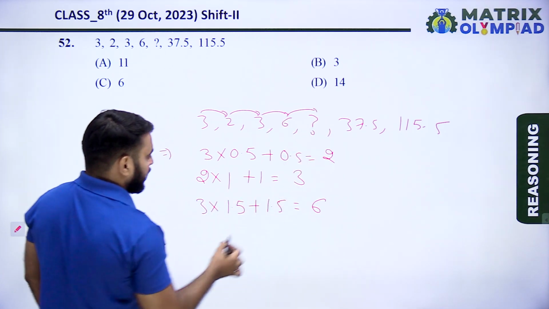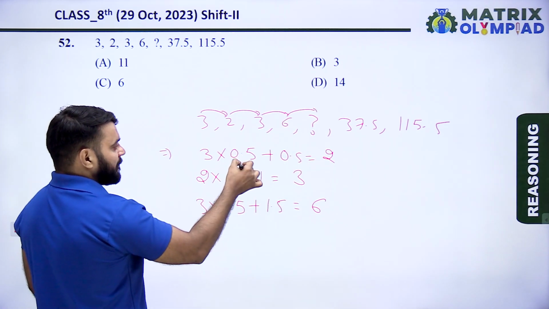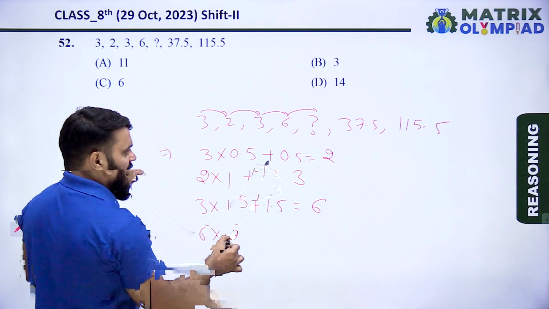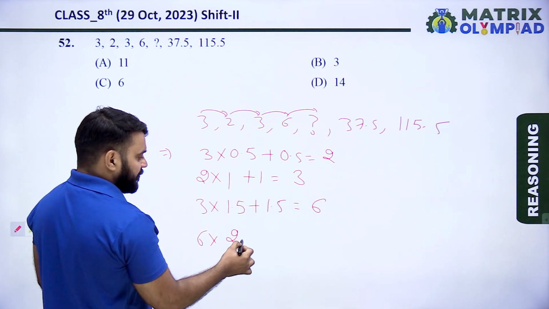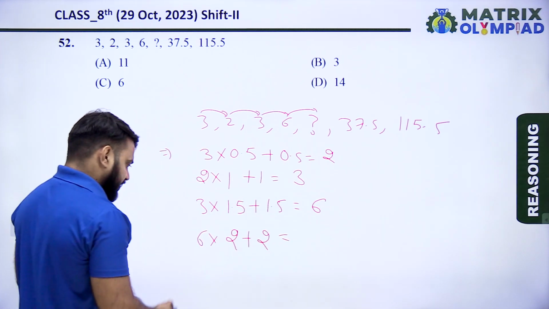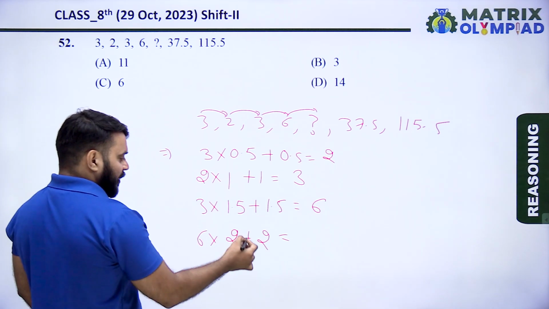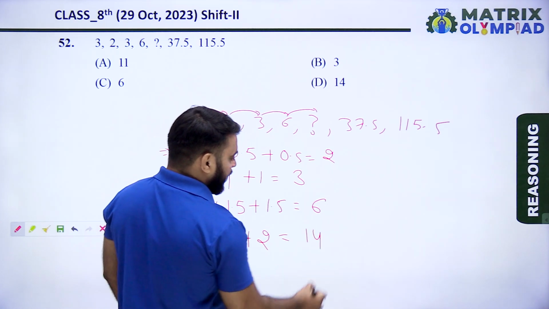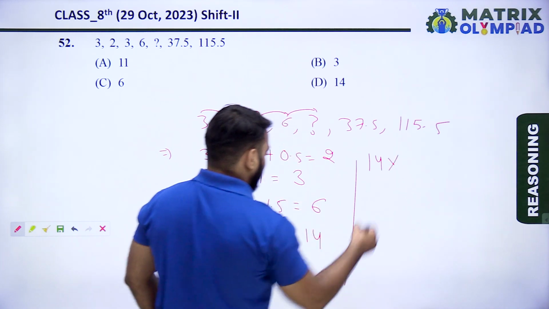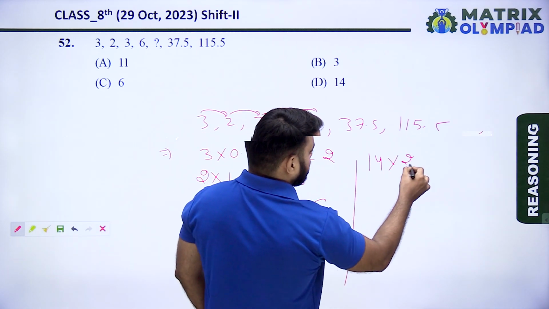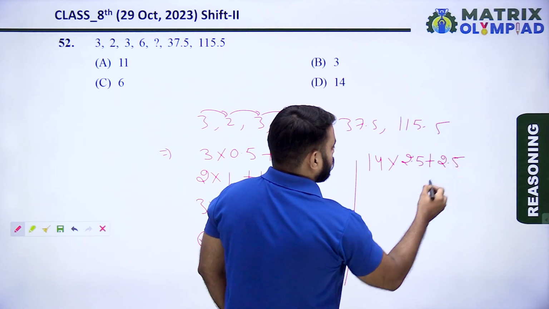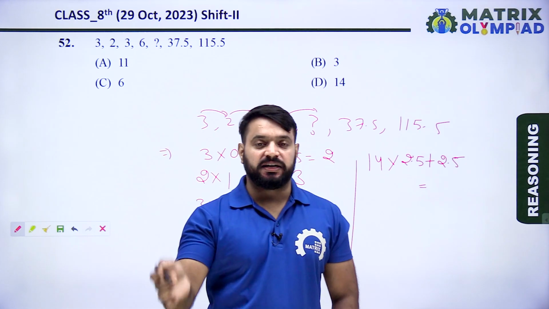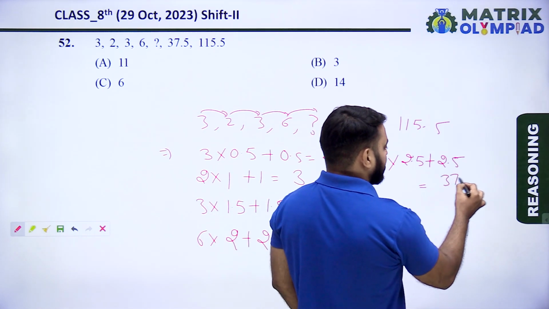Now 6: first multiply by 0.5, then multiply by 1, then by 1.5, now multiply by 2, adding 0.5, 1, 1.5, now adding 2. So 6 multiplied by 2 means 12, 12 plus 2 means 14. Now 14 multiplied by 2.5 plus 2.5. So 14 multiplied by 2.5 means 35, and 35 plus 2.5 means 37.5.